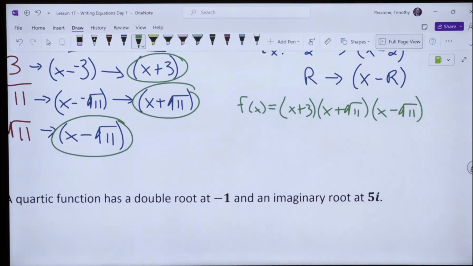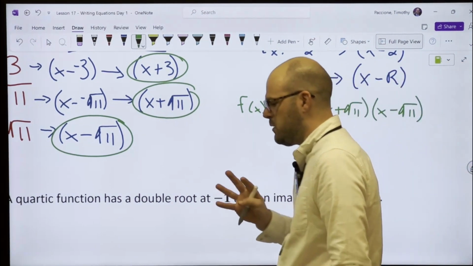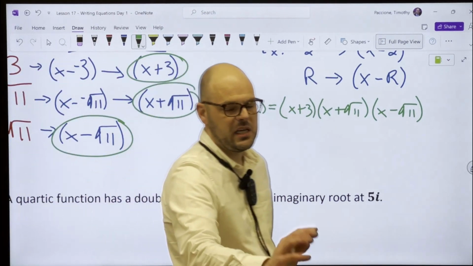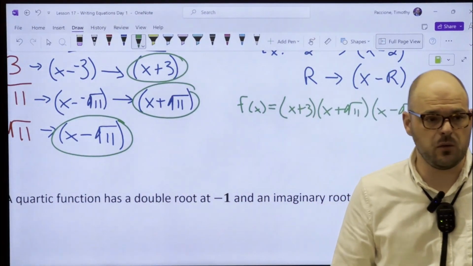Great, so we're in factored form, but it asks for standard form. How do I go from this to the fully standard form version of this? Yeah, I got to multiply it out. Remember, factors are things that multiply to give you the bigger thing. Let's multiply to get the bigger thing, right?